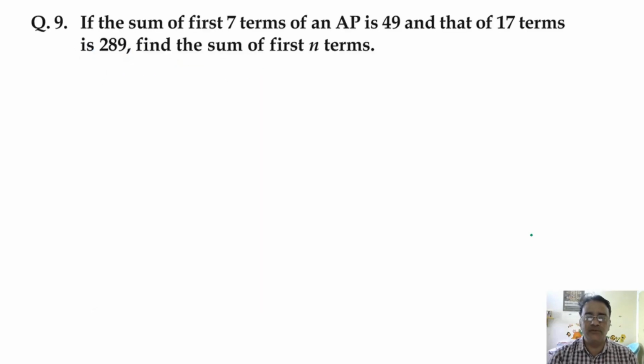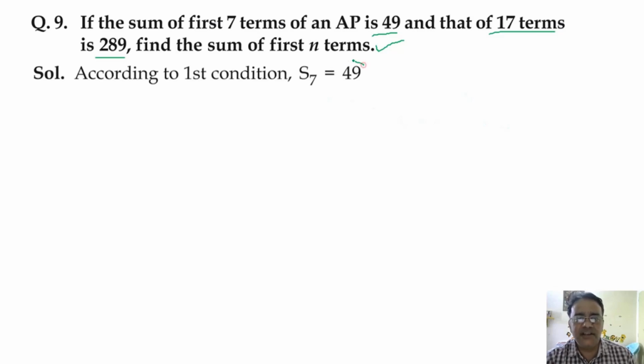Now, let us move towards one very important question for this board exam. If the sum of the first 7 terms of an AP is 49 and that of the first 17 terms is 289, find the sum of the first n terms. Okay, let us start with the first step: let a be the first term and d be the common difference. Then the first condition is S7 is equal to 49.